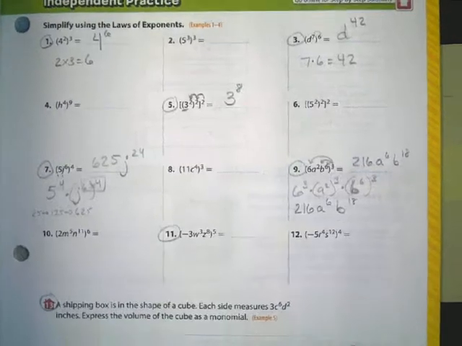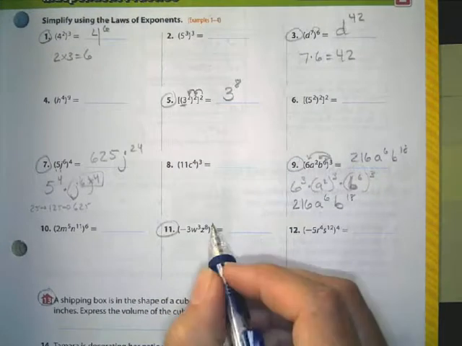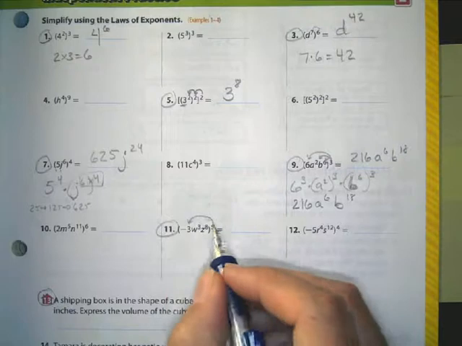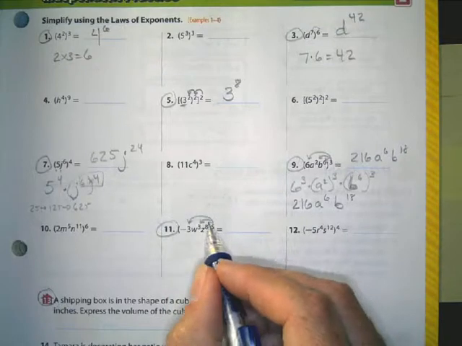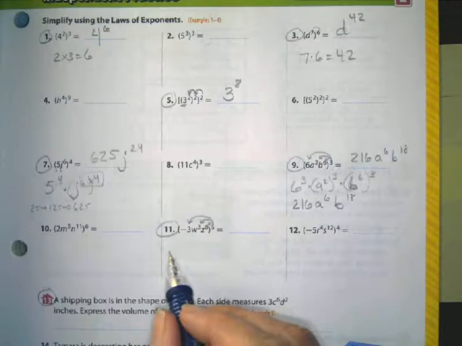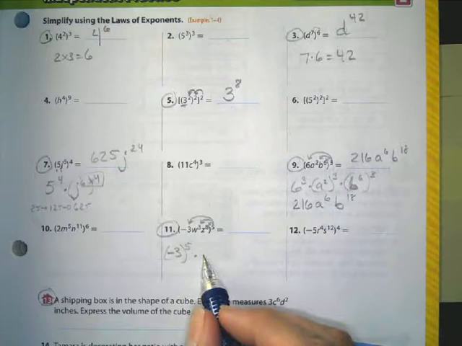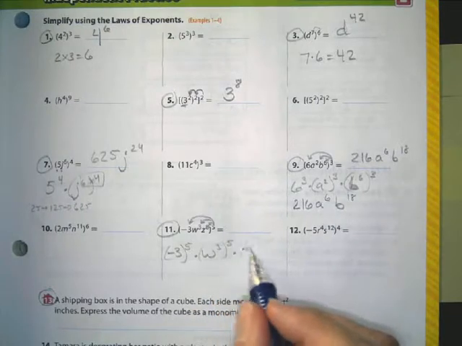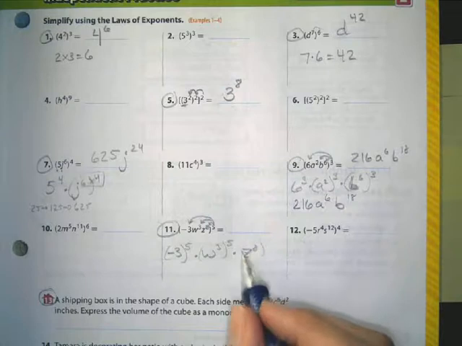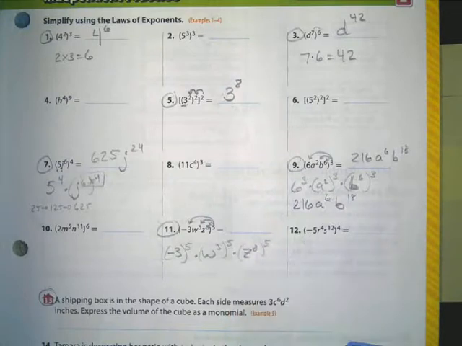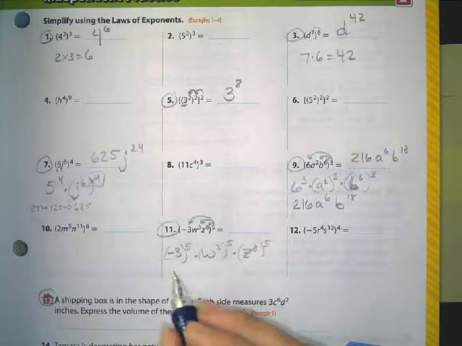And number 11. Same idea. I have to put this to the 5th power with the 3, with the W, and with the Z. Alright, so this becomes negative 3 to the 5th power times W to the 3rd power to then the 5th power times Z to the 8th power also to the 5th power. Okay, so 3 to the 5th is 3 times 3 times 3 times 3 times 3, which happens to be 243.